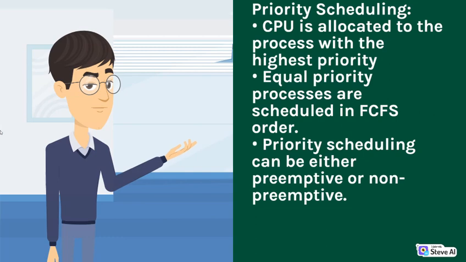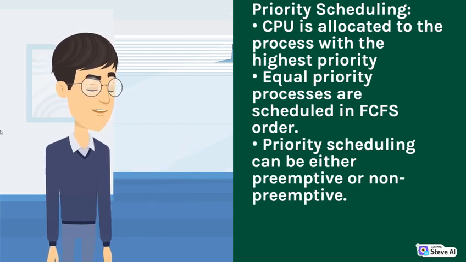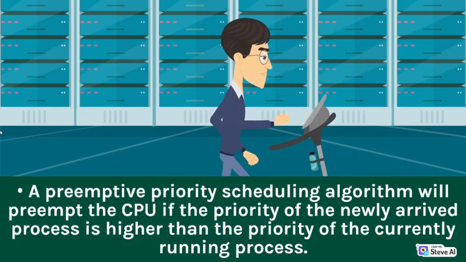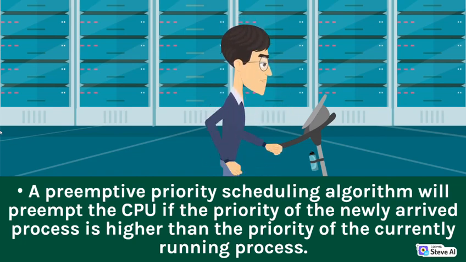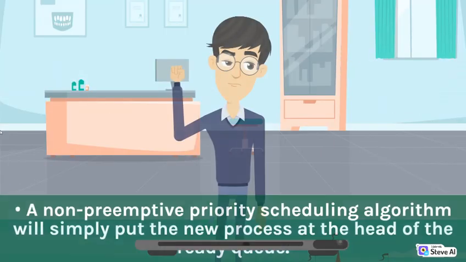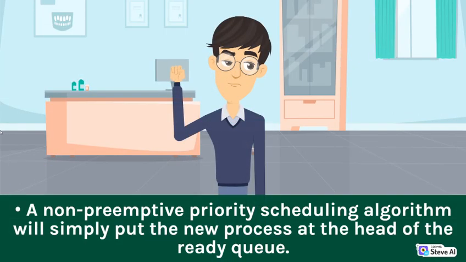Priority scheduling. CPU is allocated to the process with the highest priority. Equal priority processes are scheduled in FCFS order. Priority scheduling can be either preemptive or non-preemptive. A preemptive priority scheduling algorithm will preempt the CPU if the priority of the newly arrived process is higher than the priority of the currently running process. A non-preemptive priority scheduling algorithm will simply put the new process at the head of the ready queue.